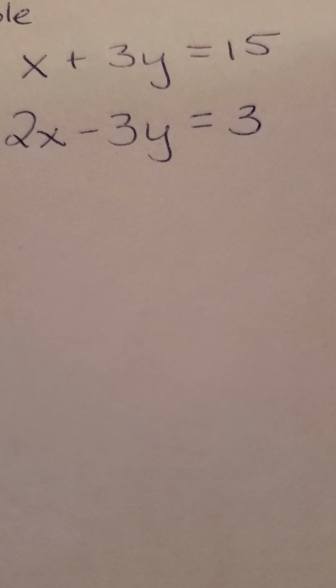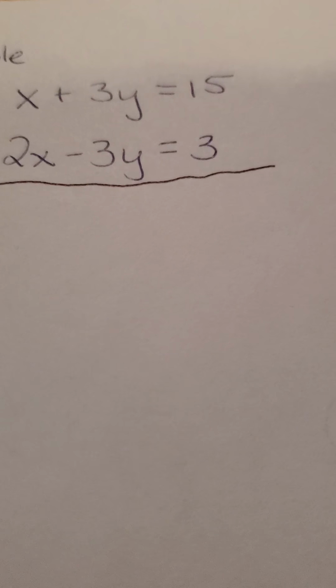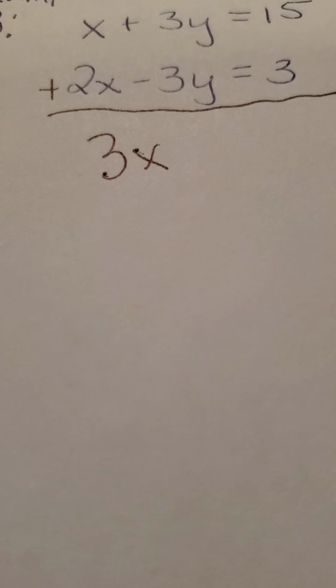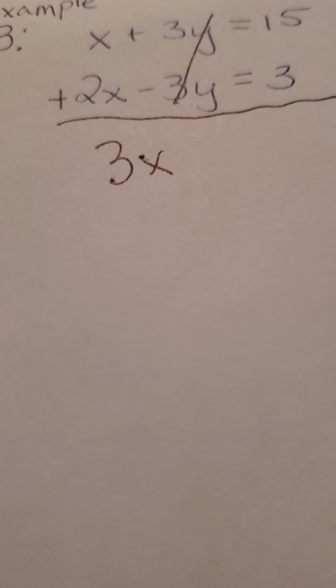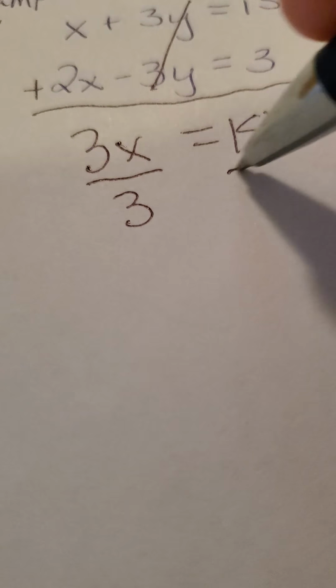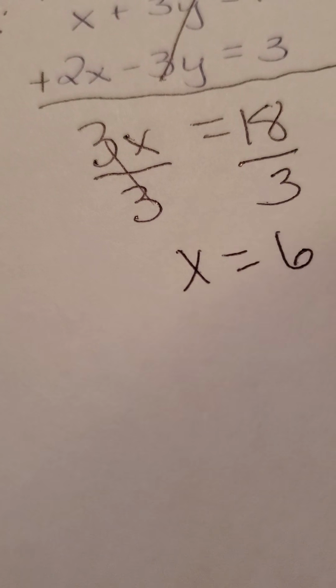So when I add these two equations, let's do it. Let's add these two things up. Whenever I do this, I get 1x plus 2x equals 3x. And whenever we do this, like we said, the y's eliminate, and 15 plus 3 equals 18. Then to solve for x, I'm going to divide by 3, and I get x equals 6.